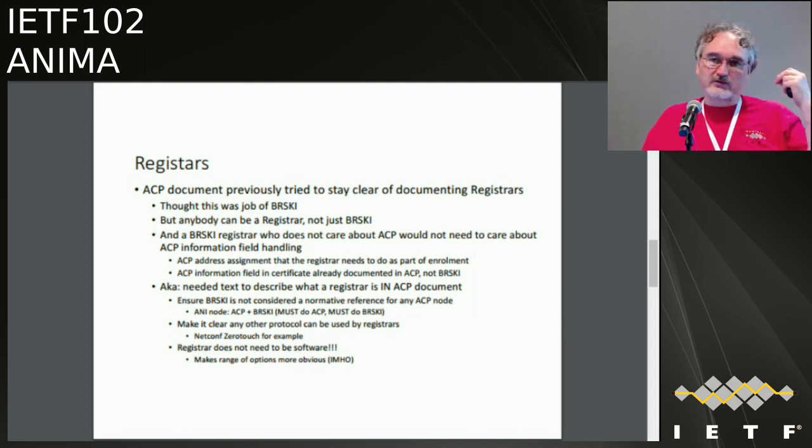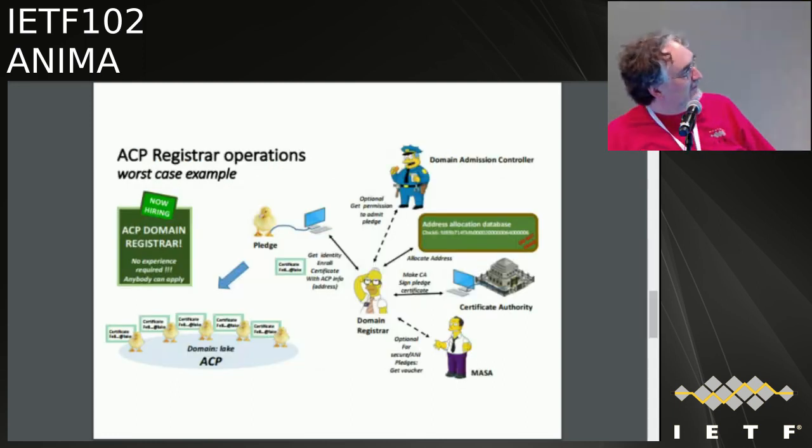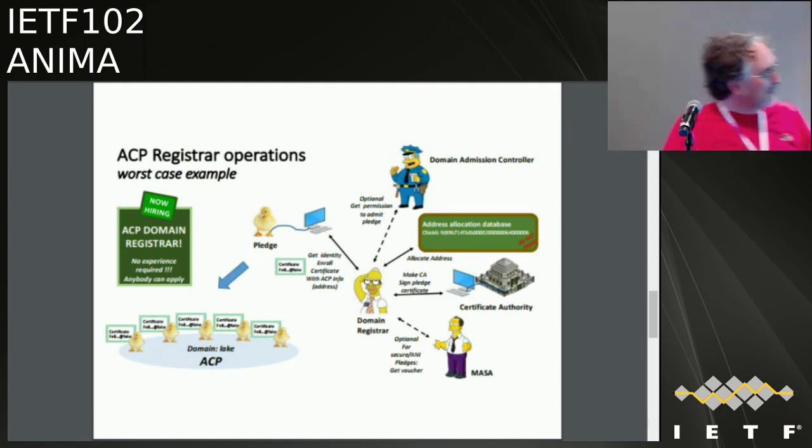So just to understand that we're not depending on BRSKI, what is the worst one? And that's basically this slide here. It's a little bit small, so hopefully it's visible, but this is the registrar. Yeah, you can be a registrar, apply for the job, right? Everybody can do it, no requirements. I've actually done it, right?